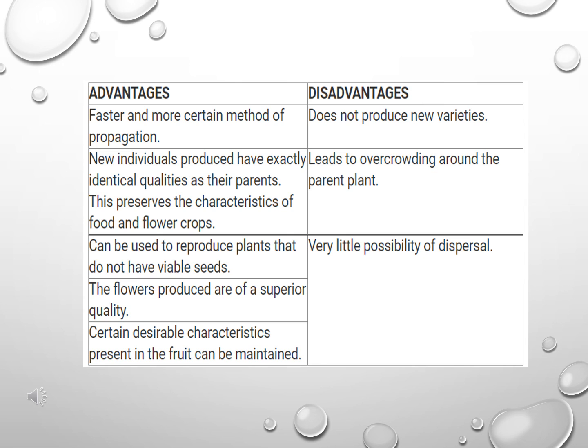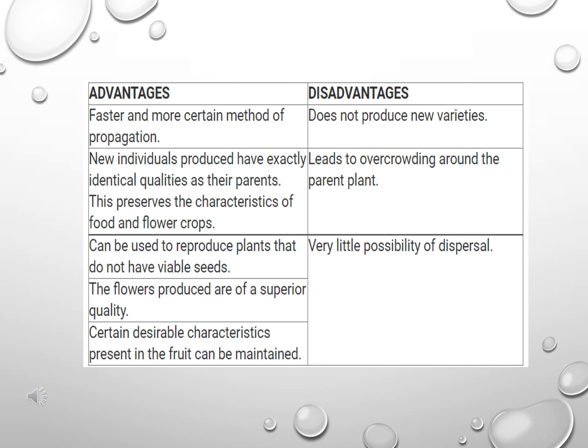The second point is the new individuals produced have exactly identical qualities as their parents. Because vegetative reproduction is also known as what? It is asexual reproduction. So obviously the offspring will be exact copies of the parent, right? So it preserves the characteristics of food and flower crops.